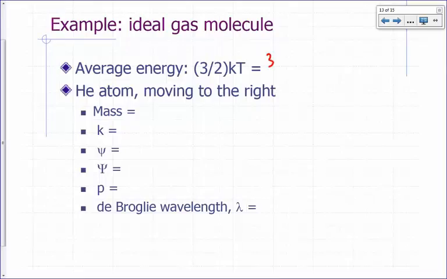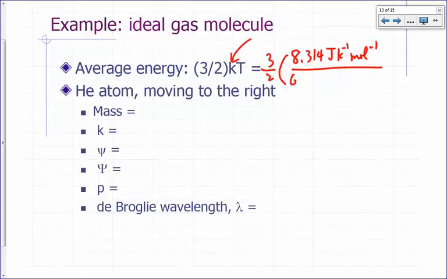So that's 3/2 times k. k is Boltzmann's constant. That's the gas constant, 8.314 joules per mole per Kelvin, divided by Avogadro's number, which is 6.02 times 10 to the 23rd per mole. And our temperature is, let's just say, 298, room temperature. So what would be our average energy of our molecule?